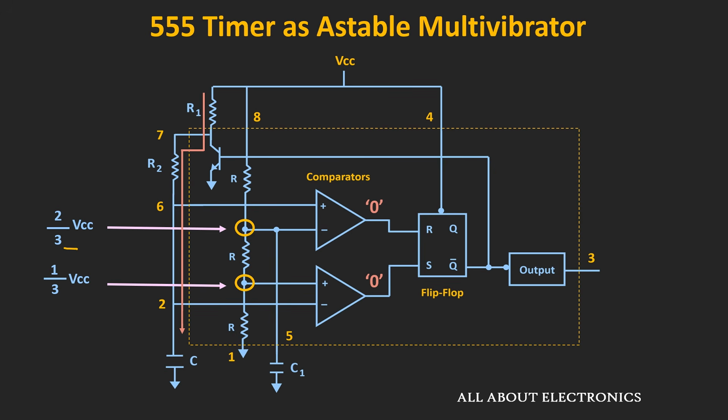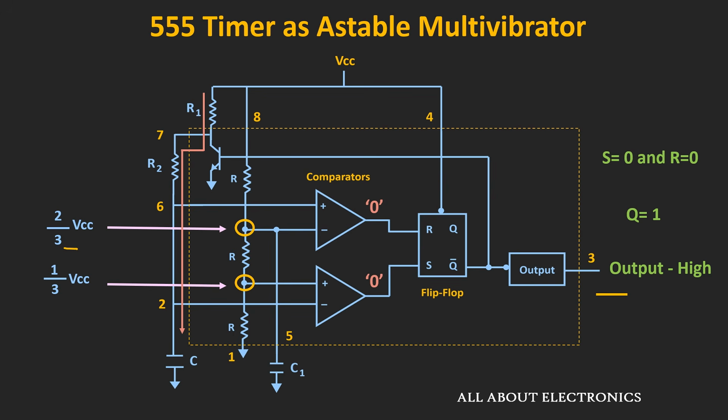So in this condition, both S and R are equal to 0. So the output of the flip-flop will retain the previous state. That means Q will remain at logic 1 value. And hence the output of the 555 timer will also remain at the logic high value.